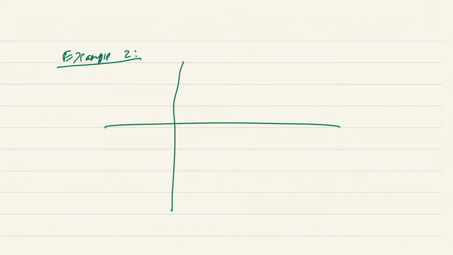Okay. Example 2 is a nice one. It is to show that there can be connected sets which are not path connected. Okay, connected sets which are not path connected. Now in an earlier exercise, you would have shown that the graph of any continuous function is automatically connected. If you have not shown this, please do it now.